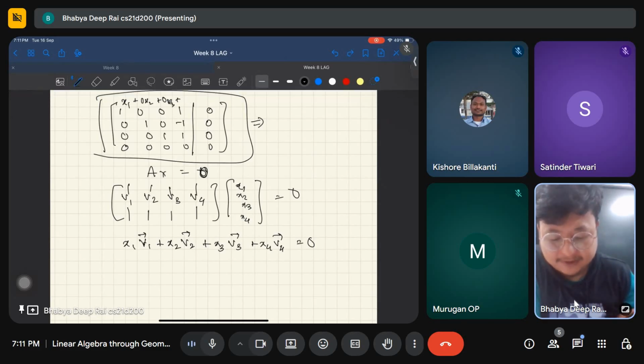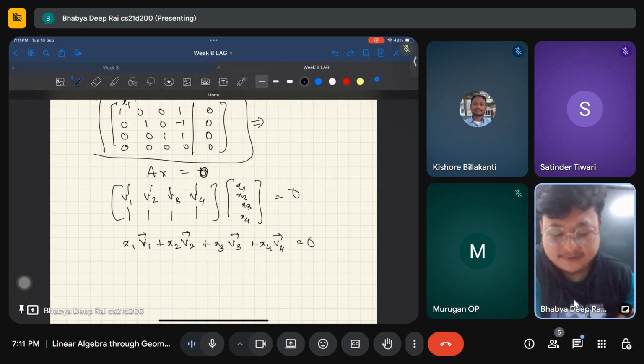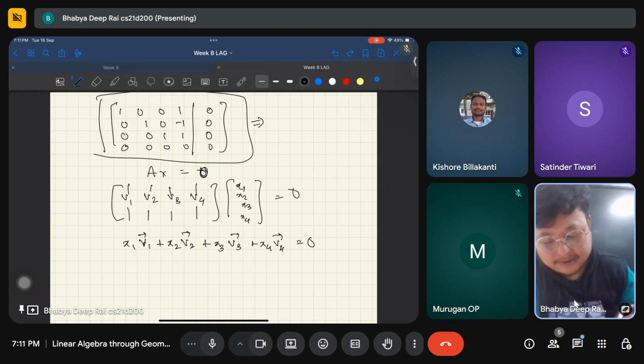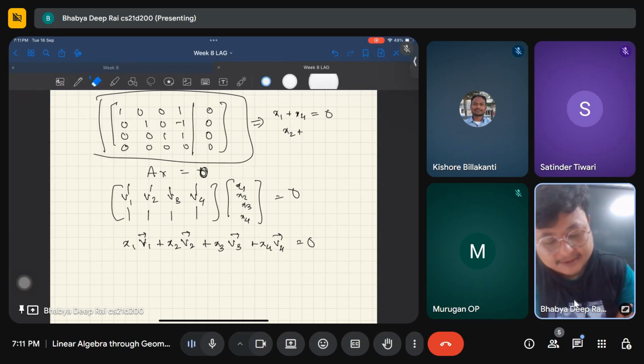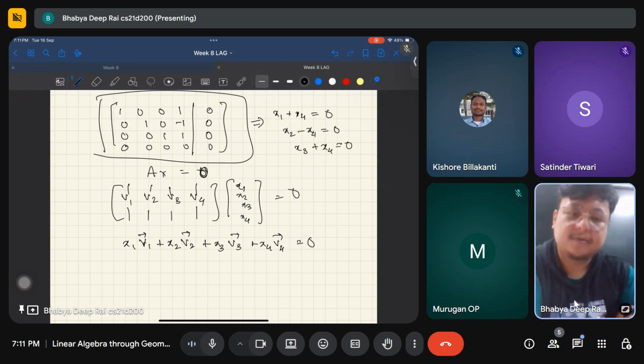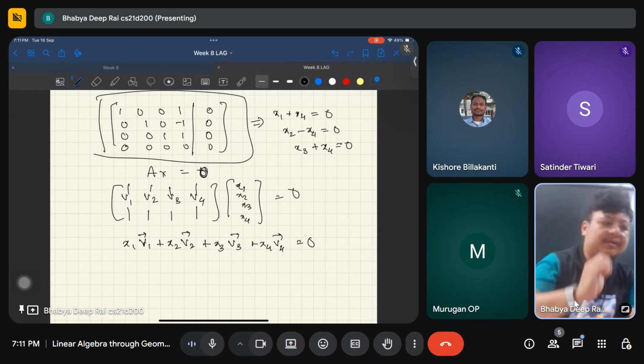Okay, so that's what the first row means, right? Because we are multiplying it with the column matrix x1, x2, x3, x4. So the first row represents that x1 plus x4 equals 0. The second row represents x2 minus x4 equals 0. Third row represents x3 plus x4 equals 0. This is what it represents.